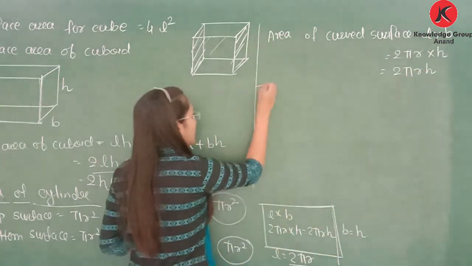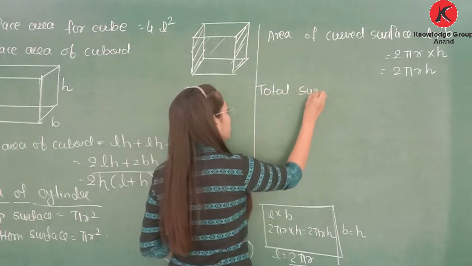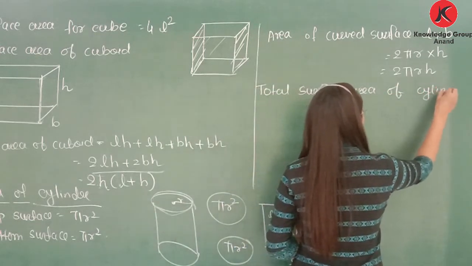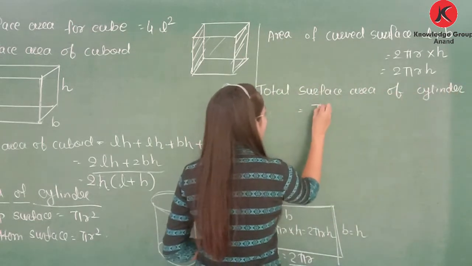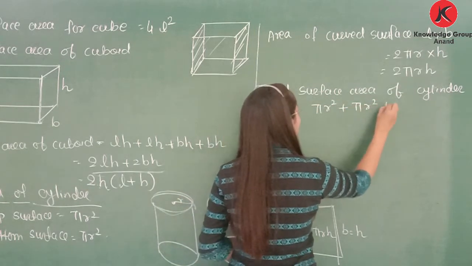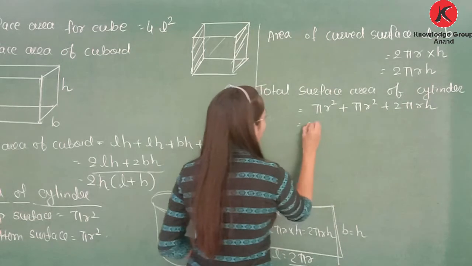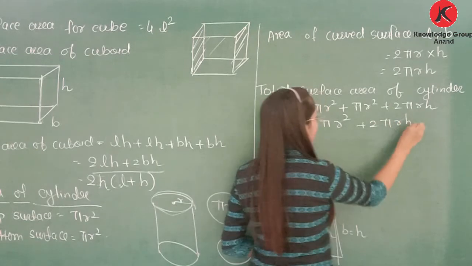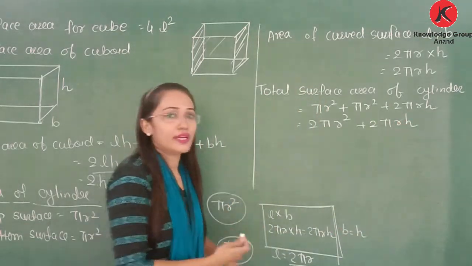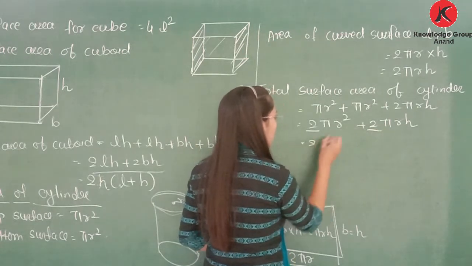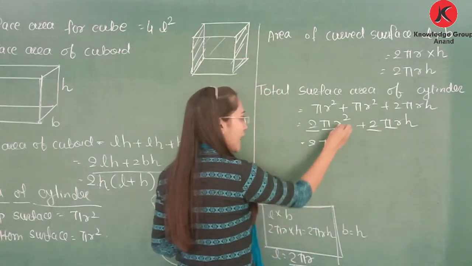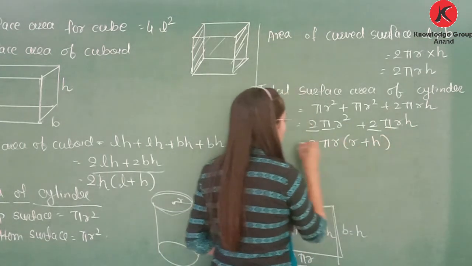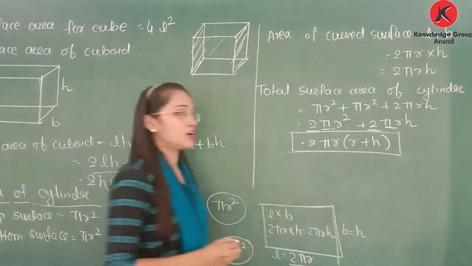So the total surface area of a cylinder is equal to pi r square plus pi r square plus 2 pi r h. Pi r square plus pi r square is 2 pi r square, plus 2 pi r h. You can use this equation or you can take out something common, so 2 is common. Pi is also common. Now here 2 times r, here 1 times r. So take 1 r out common, so it is r plus h. So this is the equation for the total surface area of a cylinder.